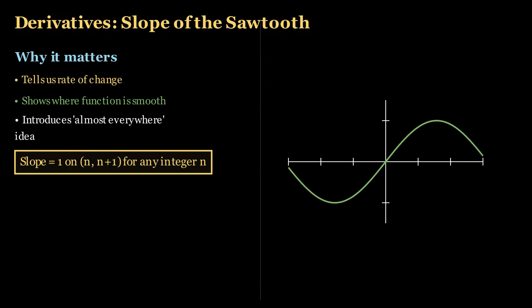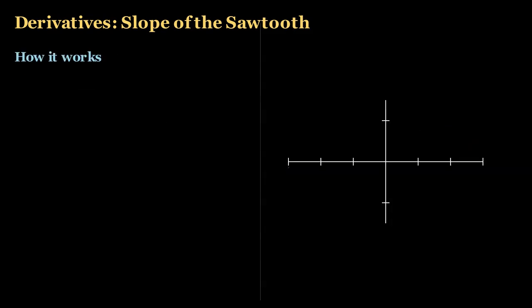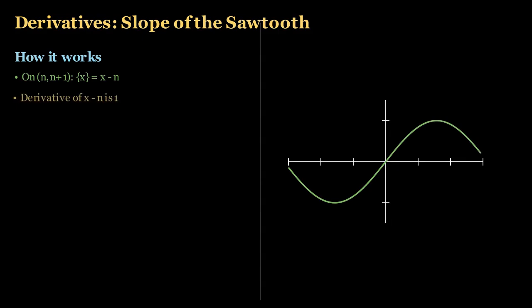Let's derive this step by step. Pick any integer n, and look at the open interval between n and n plus 1. For any x in that interval, the floor of x is just n, so the fractional part is x minus n. The derivative of x is 1, and the derivative of a constant n is 0, so the slope is exactly 1. Now at the integer itself, the story changes.